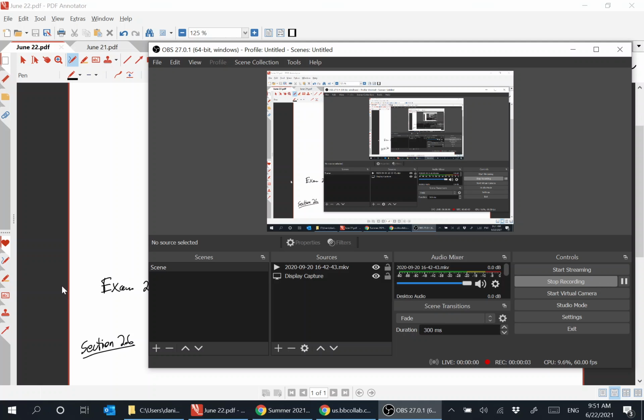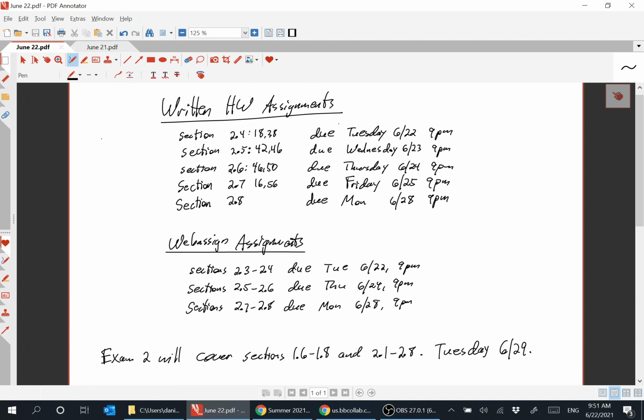Okay, so finally coming towards the end of chapter 2 here. So here are the current assignments, and these are all the assignments for the material that's going to be on exam 2.